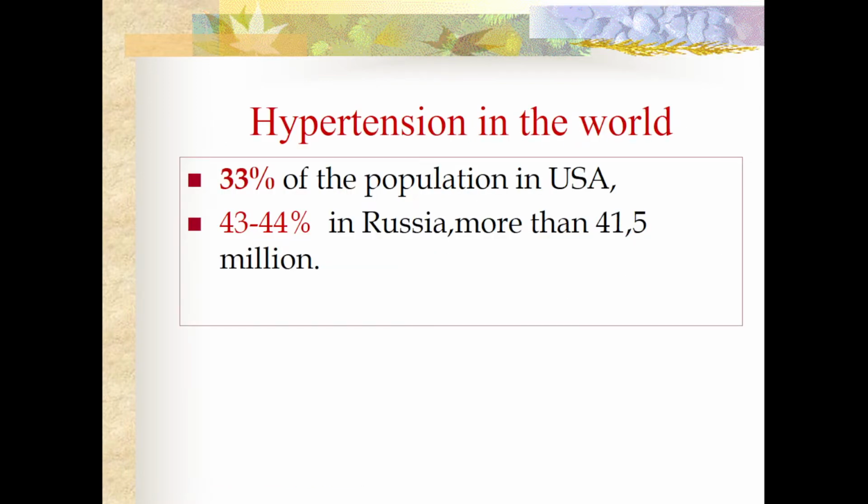And the actuality of our topic is associated with the prevalence of arterial hypertension in cardiovascular diseases. Arterial hypertension consists of 33% of the population in the United States of America and more than 40% in Russia.